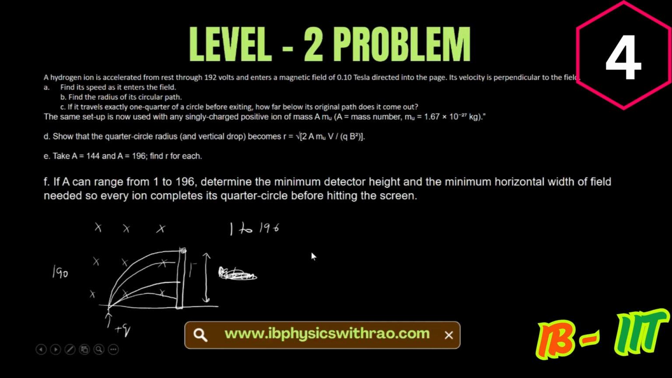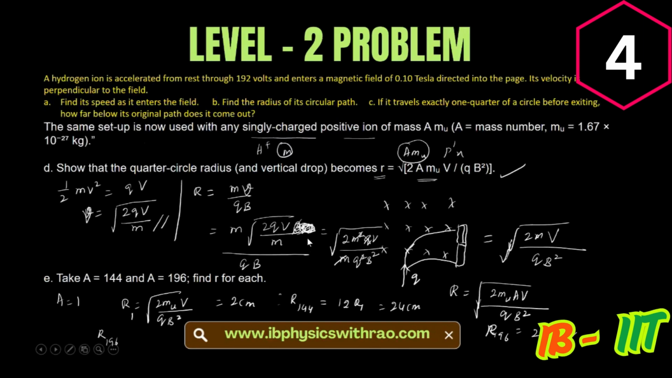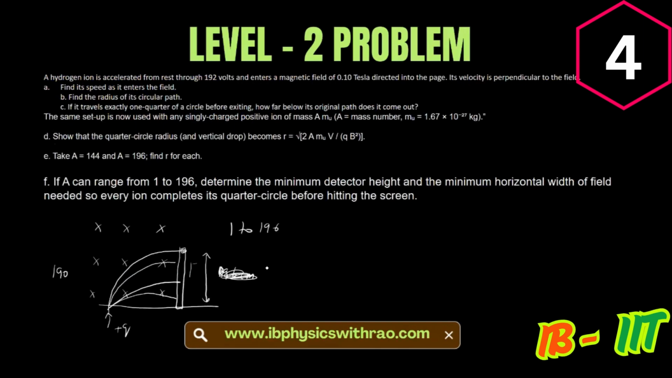What is the radius of circle? I wrote it wrongly. 28 centimeter. If the radius is seen to be 28 centimeter, definitely it will go and hit there. Okay, so therefore we have got the minimum height of the detector. This should be equal to 28 centimeter.